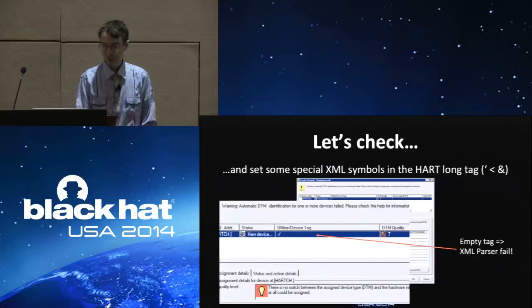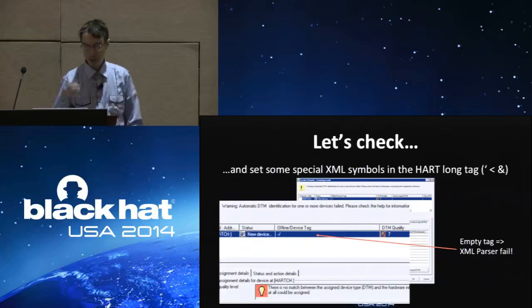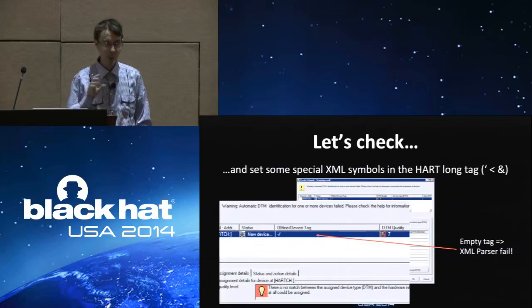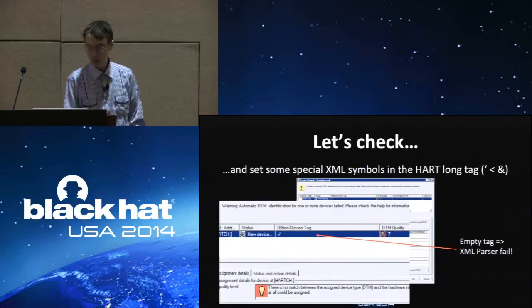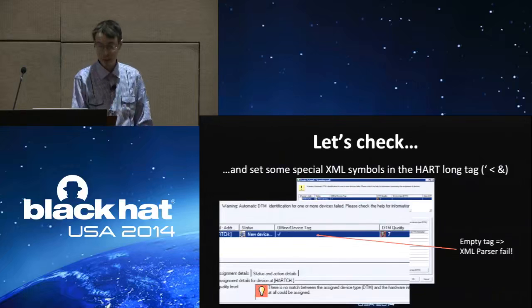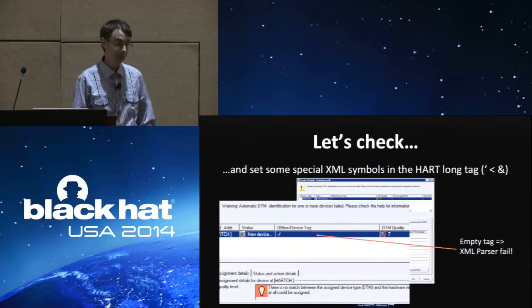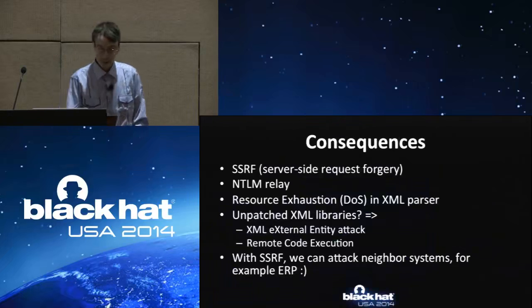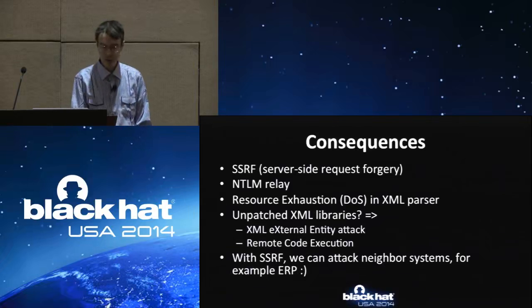Let's check our theory. We will set a hard long tag for some transmitter, for example, with a single quote to break the parser. And you can see on the slide that the field care error screen appears and the detected device has an empty tag. It looks like an XML parser fail, and it is an XML parser fail. The consequences of such a vulnerability can include server-side request forgery SSRF attacks and NTLM relay attacks, and XML parser denial of service using a specially crafted schema.